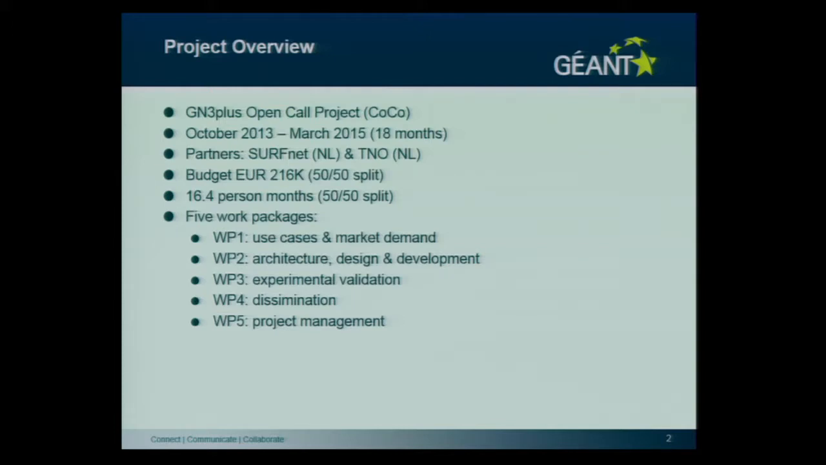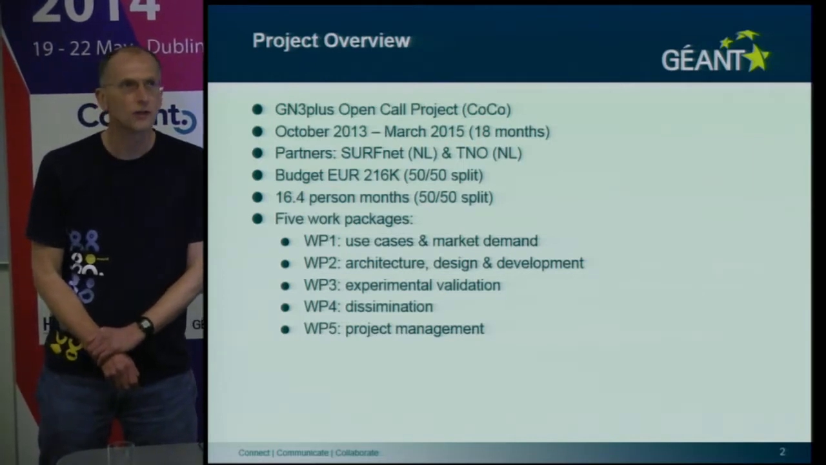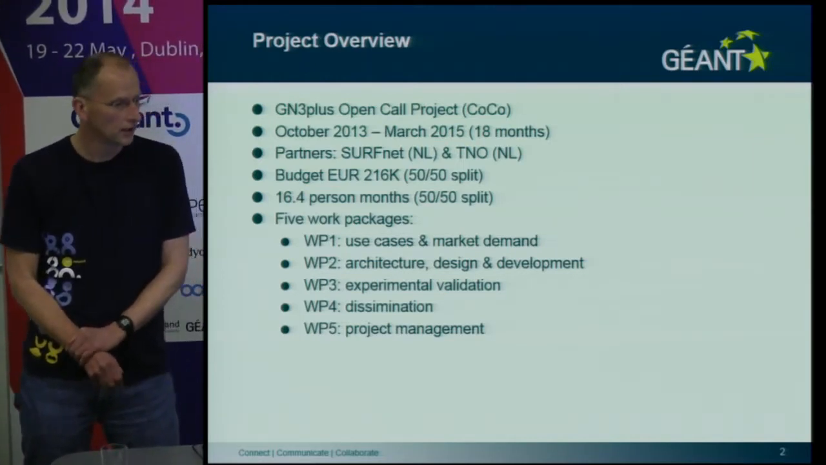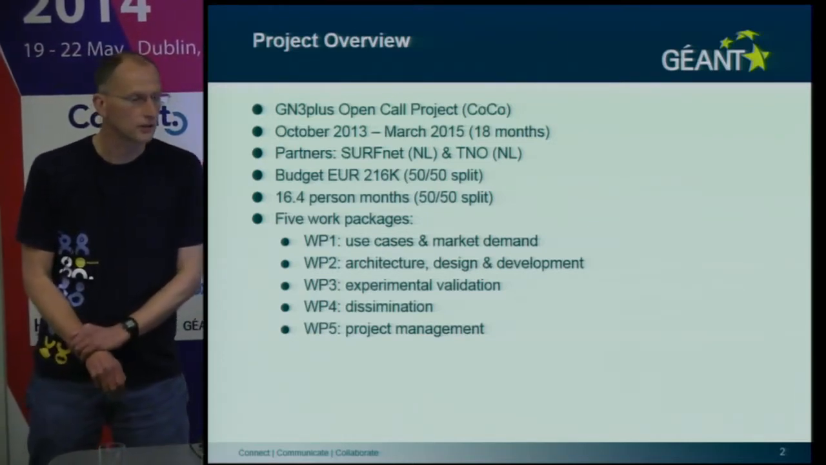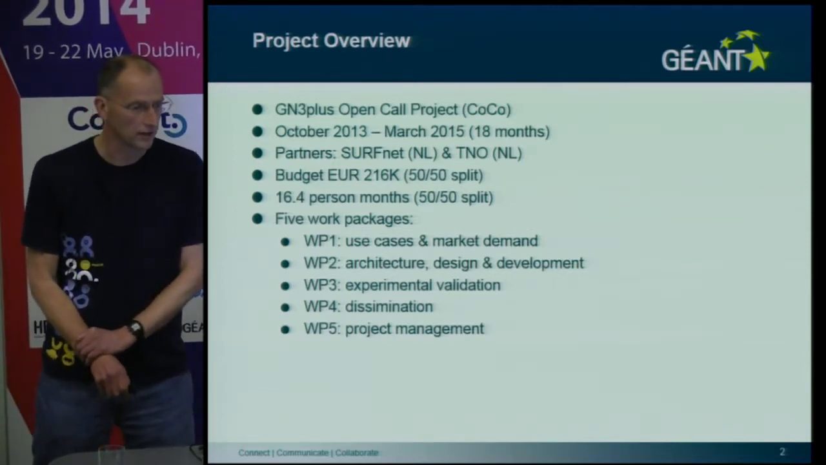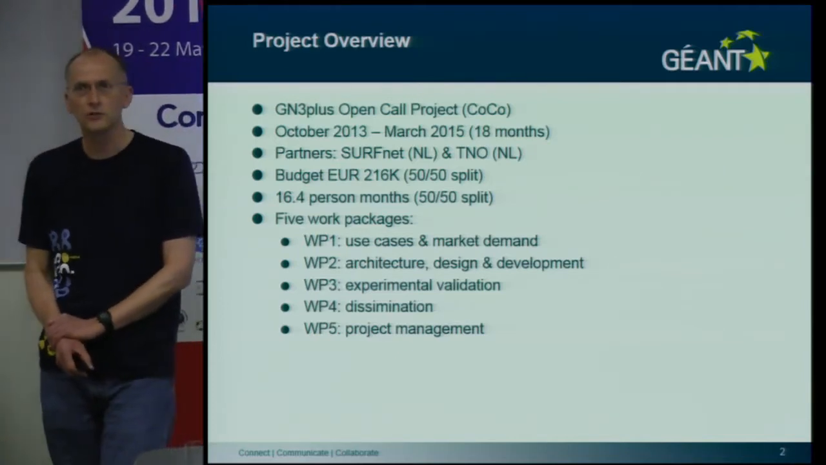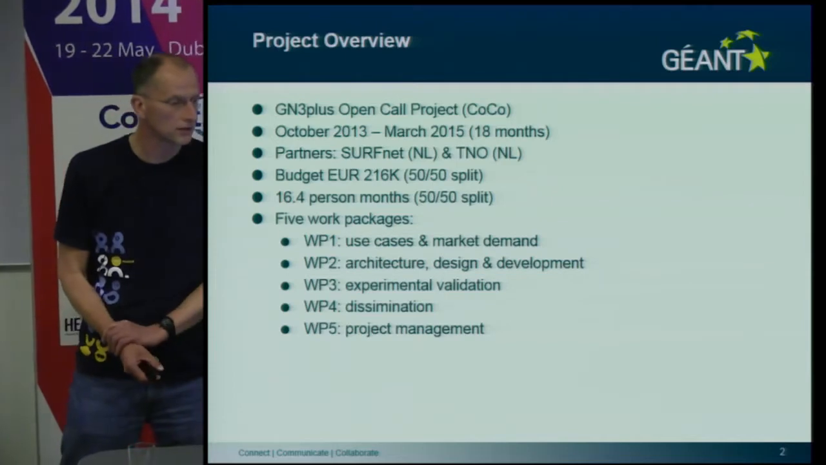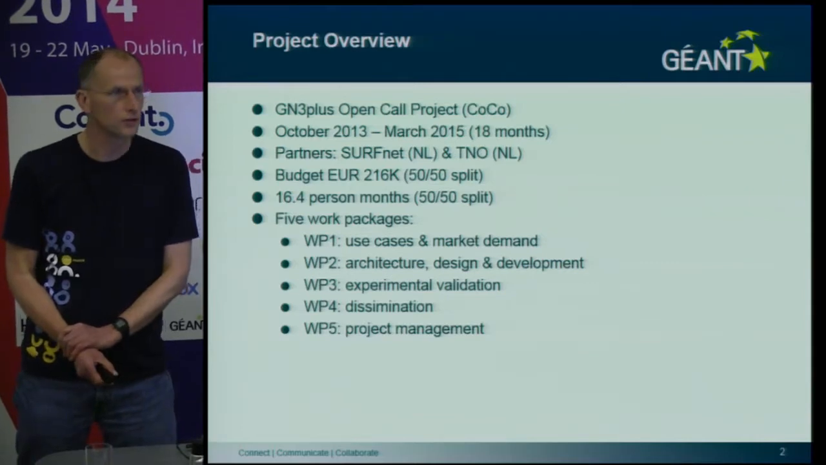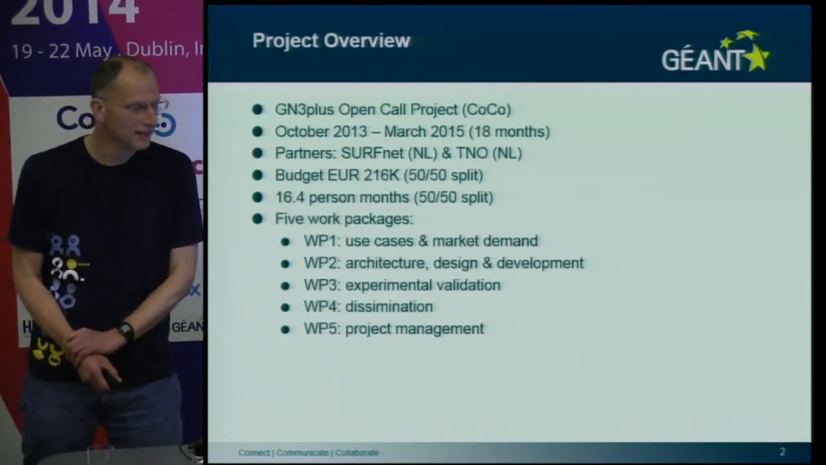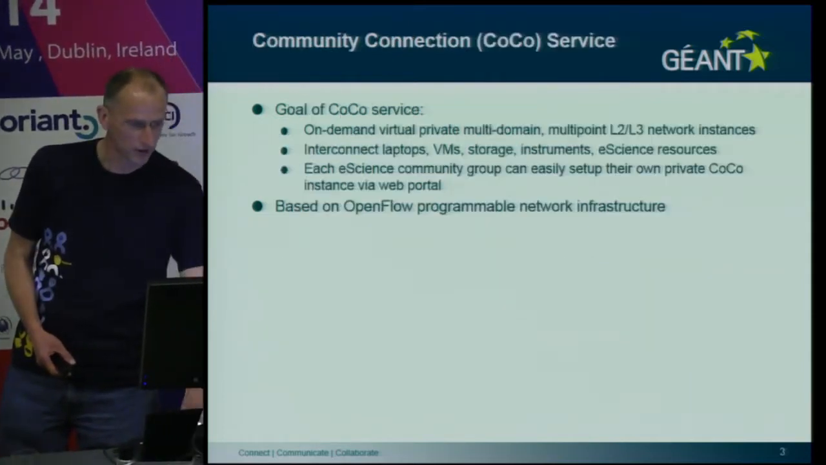And we have defined 5 work packages. First work package is defining the use case and requirements, the market demand. Second work package is about the architecture, implementation, design and development. Third one is about experimental validation, testing what we have built and designed. And then fourth work package is about dissemination, as I'm doing right now. And the fifth package is the usual project management.